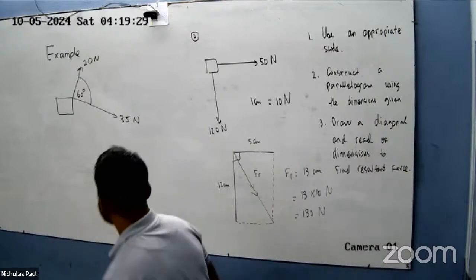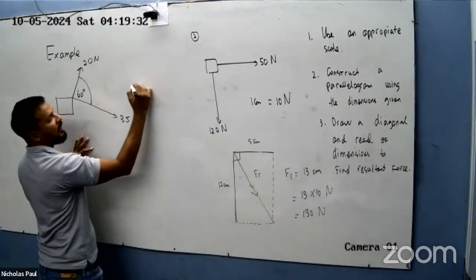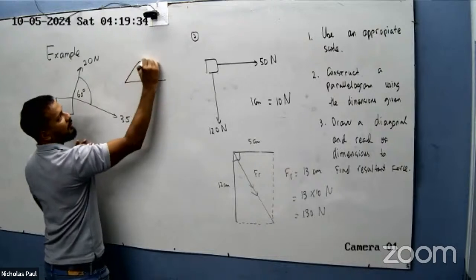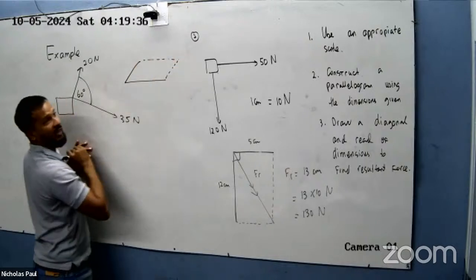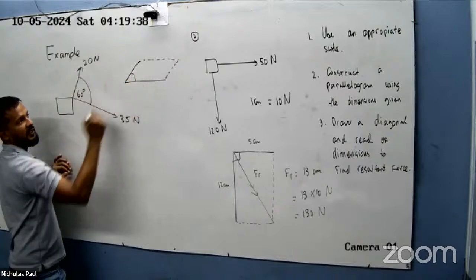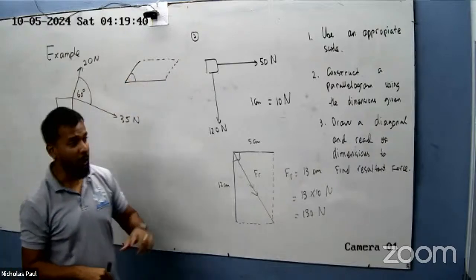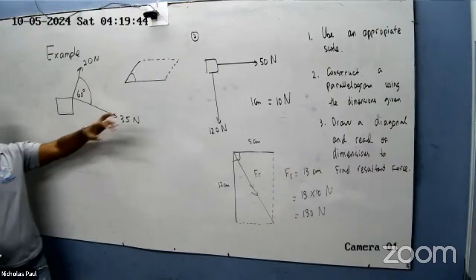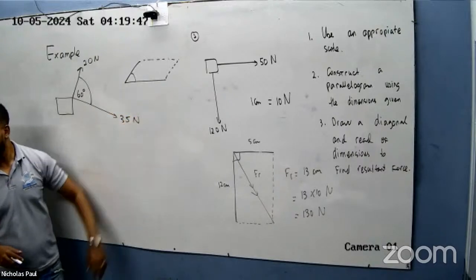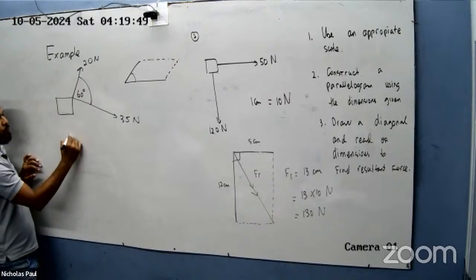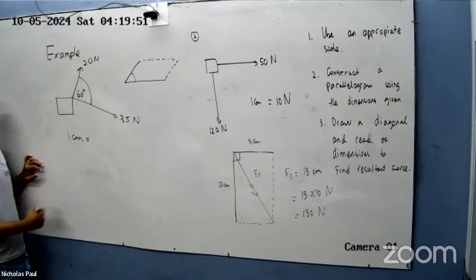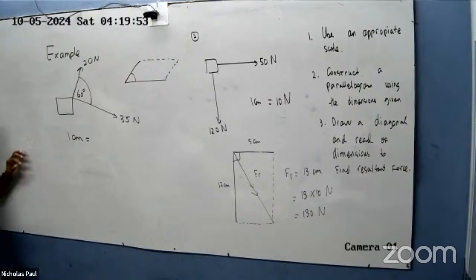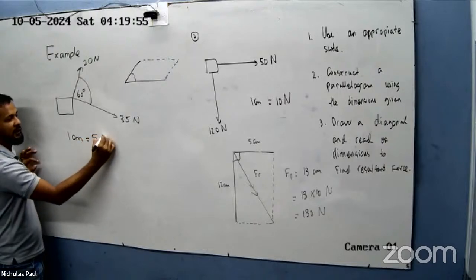So as I said, your sketch might look like this. It might look like that in the end, and the angle here is 60. It will not be like a rectangle like the others. What's a good scale that we use? 1 centimeter is what? 5? Okay, that's something good. 1 centimeter is 5 newtons.